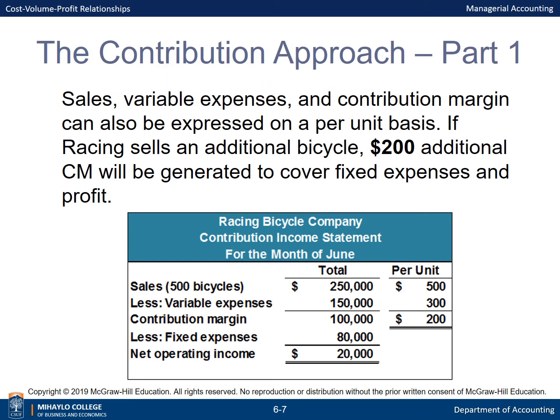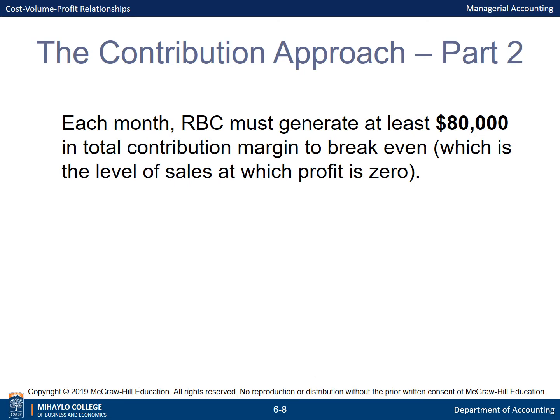Sales, variable expenses, and contribution margin can also be expressed on a per-unit basis. If RBC sells an additional bike, $200 additional CM will be generated to cover fixed expenses and provide a profit. Each month, RBC must generate at least $80,000 in total contribution margin to break even, which is the level of sales at which profit is zero.